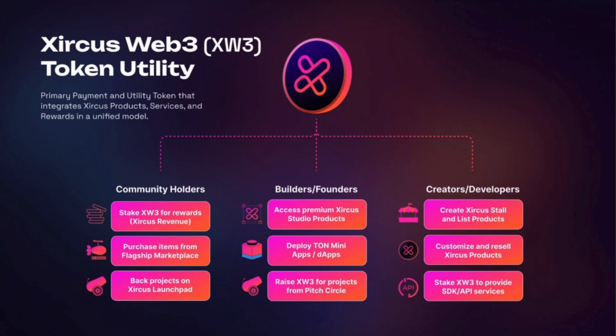And thirdly, holders can back projects on the Circus Launchpad. The Launchpad is the platform where new Web3 projects can raise funds by offering tokens to early supporters. By using the XW3 token, holders get early access to these projects, becoming active participants in the growth of the community. For instance, if a new decentralized gaming project launches on our Launchpad, you could use your XW3 to invest early, potentially earning rewards if the project takes off.